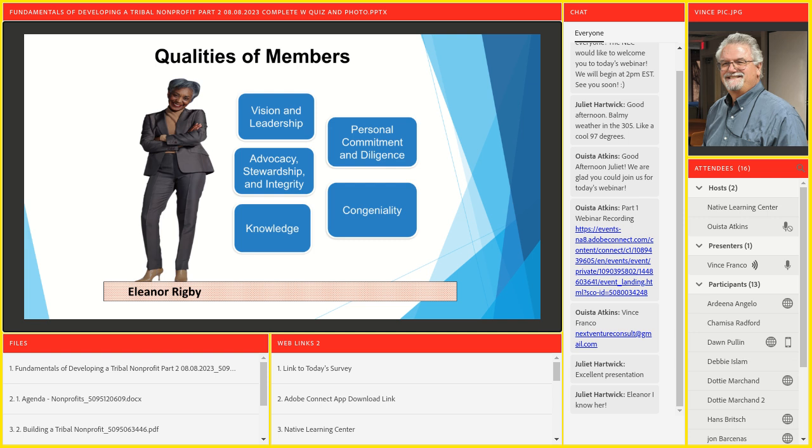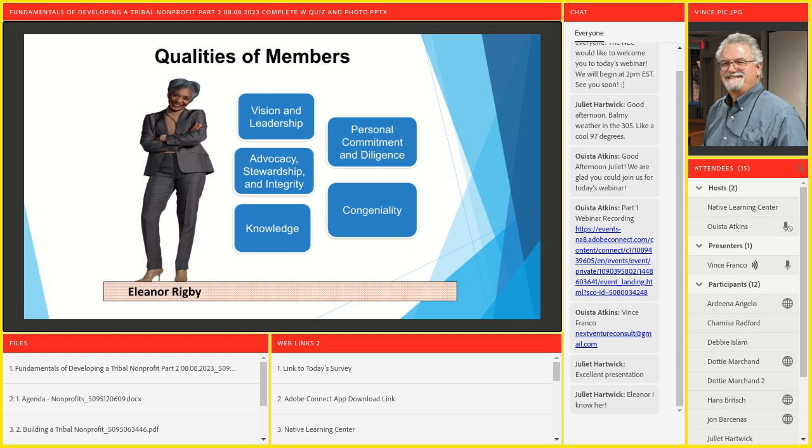She also has a personal commitment, and she's diligent, and she's congenial. She can work with anybody. See, those are wonderful traits to have for anybody, for any organization. And this is the benchmark that we're shooting for. Eleanor is the gold standard here that we want to have, not just in our leadership, but within all of our board members. This is what we're shooting for, right?